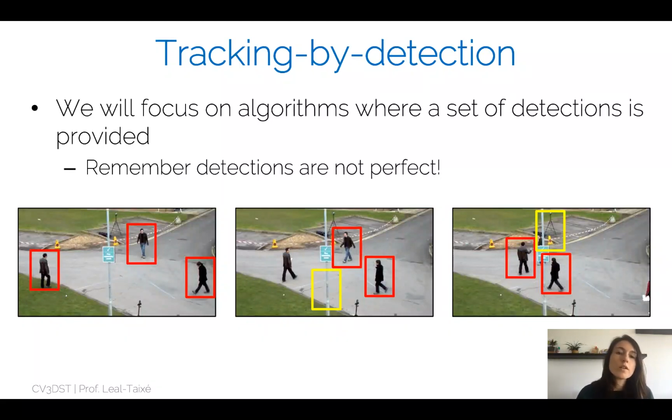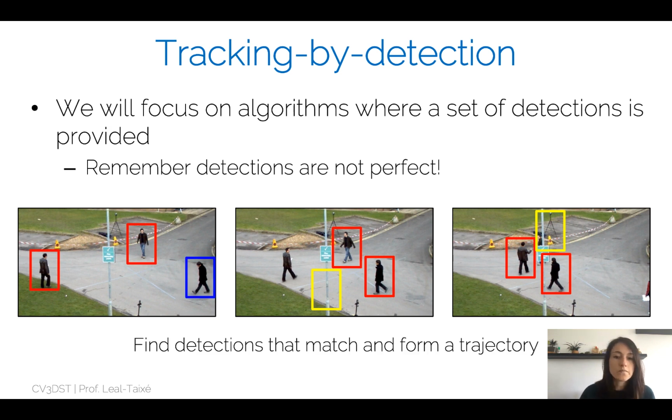So today we will focus on algorithms that use the tracking by detection paradigm. So these are algorithms that essentially start from a set of detections. Independently for each frame, you run a detector. And detections are usually not perfect, so we can have false positives, false negatives, but they are a good starting point to then perform data association. And the data association is essentially the tracking problem in itself, which is to find these detections that match from one frame to the next and that form a trajectory throughout the video.